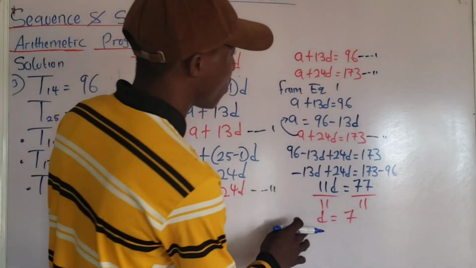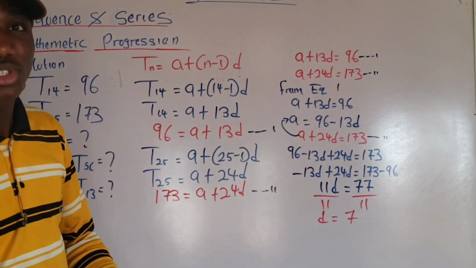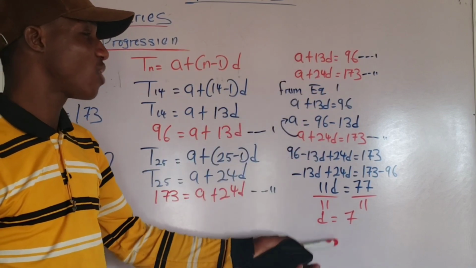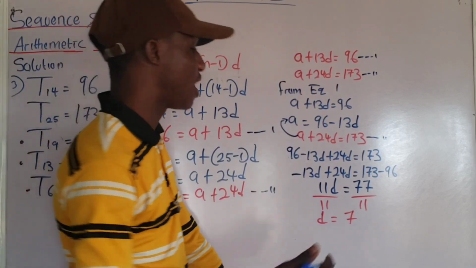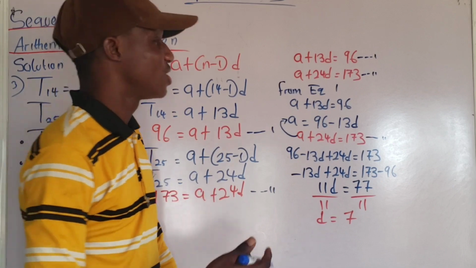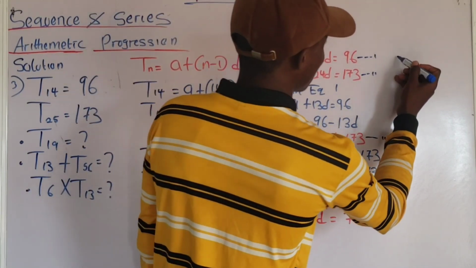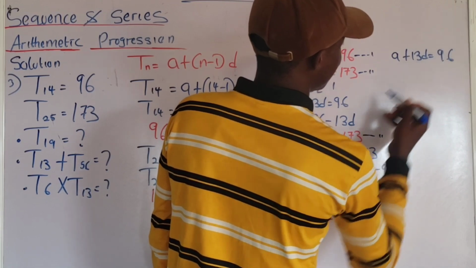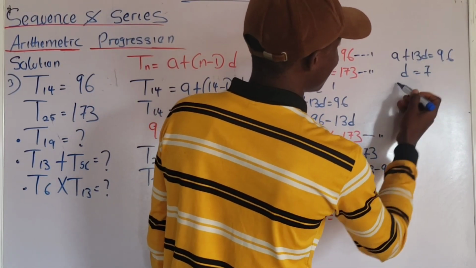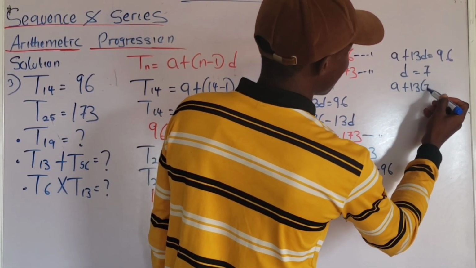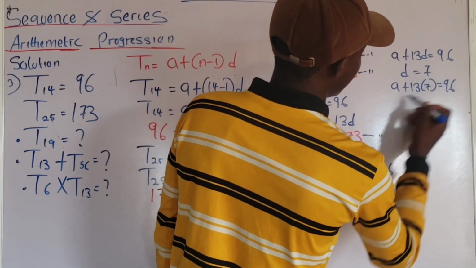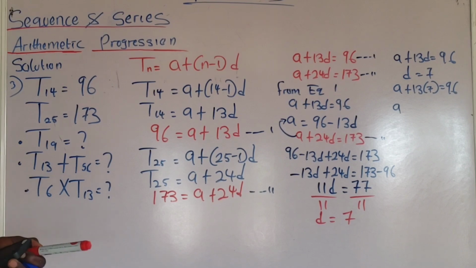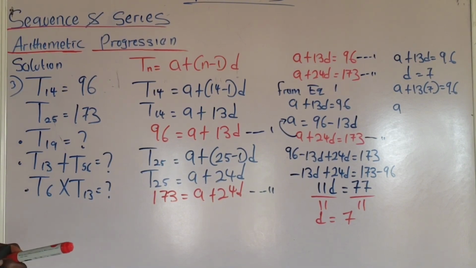To get the value of a, all you need to do is substitute the value of d into either equation 1 or equation 2. So using equation 1, a plus 13d equals 96. Now when d equals 7, a plus 13 multiplied by 7 equals 96. Now 13 multiplied by 7 will give us 91.